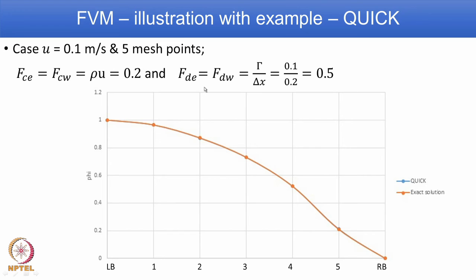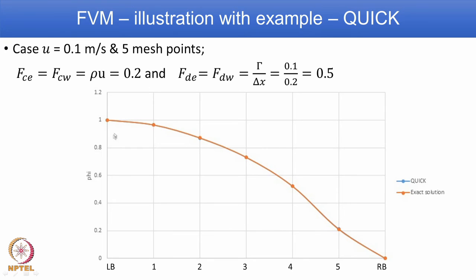Now, this is a comparison on the performance for the same problem, but using a different value of u, 0.1 meters per second. The previous slide I showed values corresponding to 0.2 meters per second and this is slightly lesser, 0.1 meters per second, but everything else is the same, that is 5 mesh points, rho and gamma. And you see here the performance: the QUICK scheme plot and the exact analytical solution plot are shown, and in this case one exactly matches with the other and that is why you are seeing only one color.